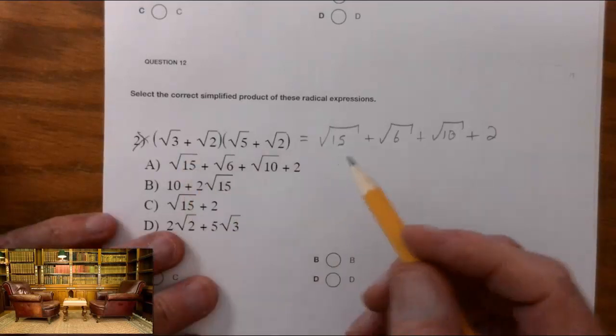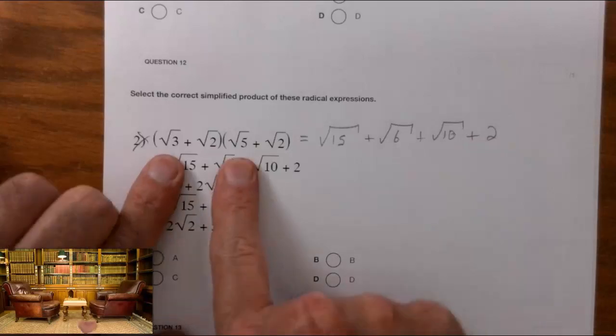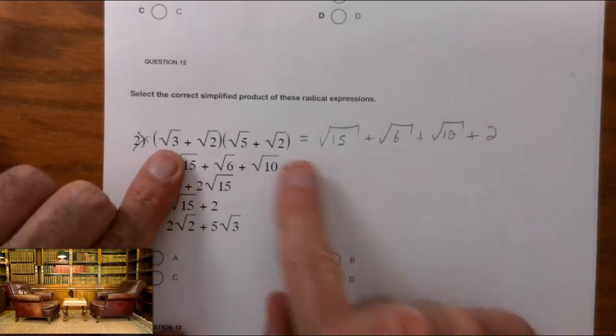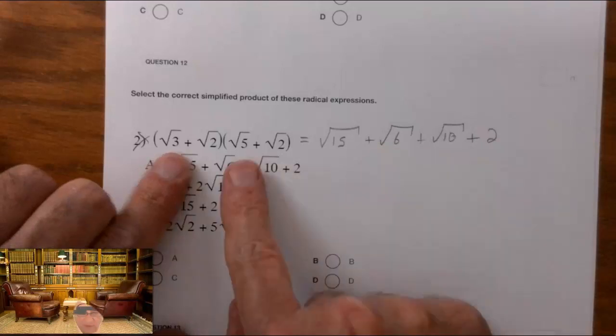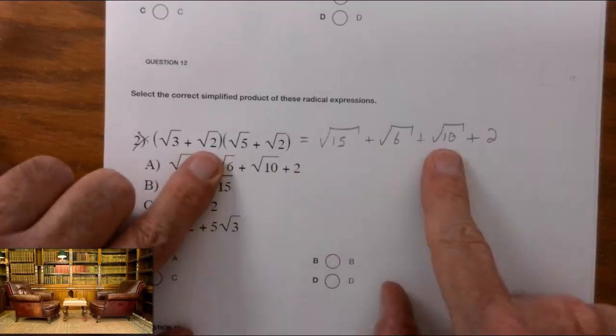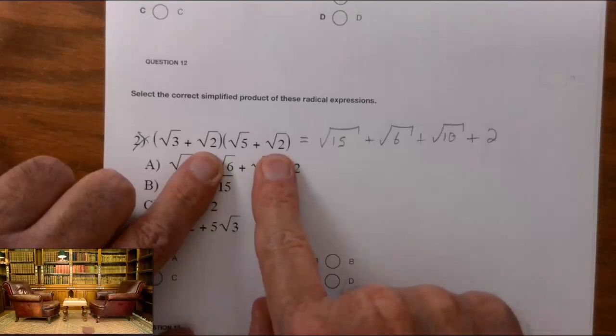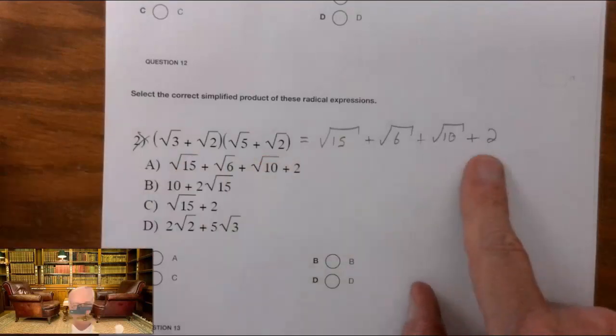Again, this is using the FOIL method. 3 times 5 is 15. 3 times 2 is 6. All inside the radical. 2 times 5 is 10. And 2 times 2 is 4. Square root of 4 is 2. That's the answer.